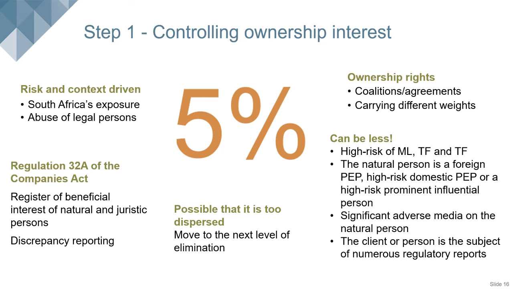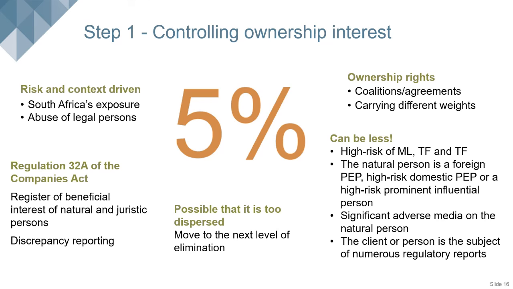When you apply the 5% and you note that the ownership interest is too dispersed, too diluted, then you move on to the next level. So you move on to step 2, and then if needed, you move on to step 3 of the process of elimination. Please take into account different ownership rights that could be in play in your legal person and your client. Maybe there are different ownership rights that carry different weightings, different voting rights. Maybe there are coalitions or agreements that are in play. So it's very important to obtain information that will help you understand not only the basic legal features of your client, but what is at play in terms of ownership rights in your client and with respect to your client.